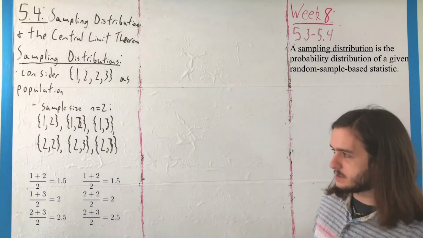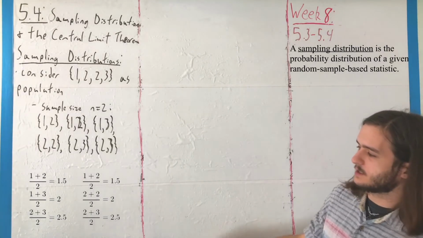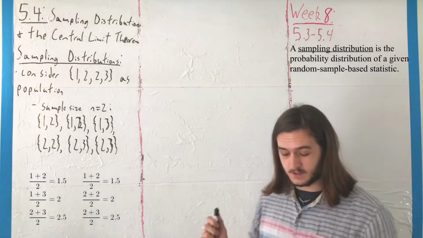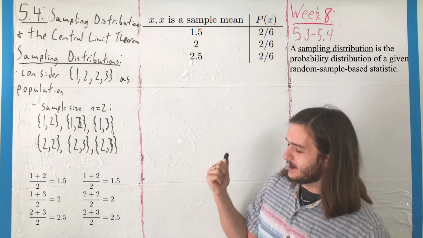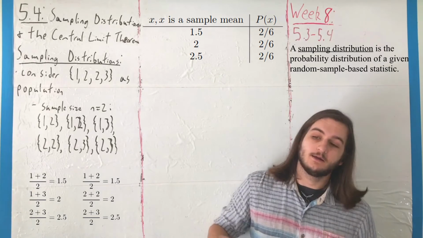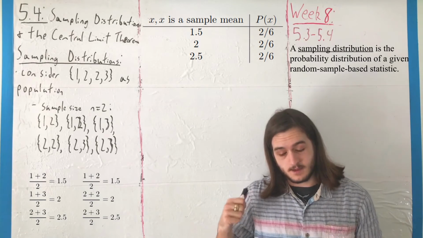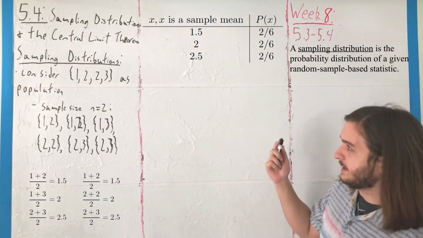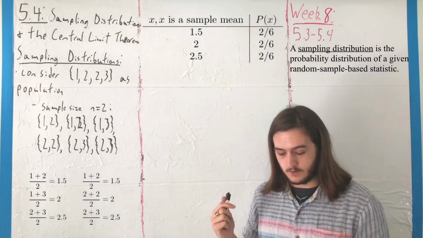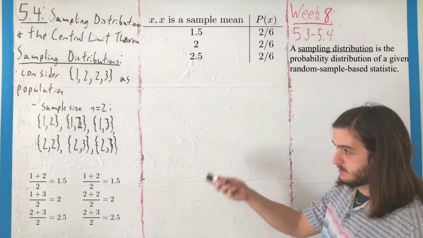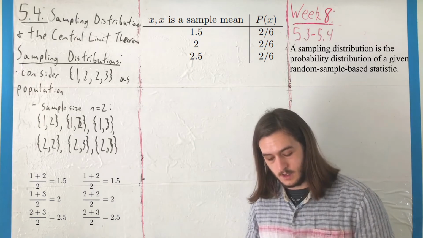And from these means, we can then describe how they themselves are distributed. We can make a construction called the probability distribution of sample means. That is, the distribution generated by the sample means themselves, where we have our 3 values x, the potential sample means, 1.5, 2, and 2.5, and based on how many of them there are out of 6 options, they each have a probability of 2 out of 6.